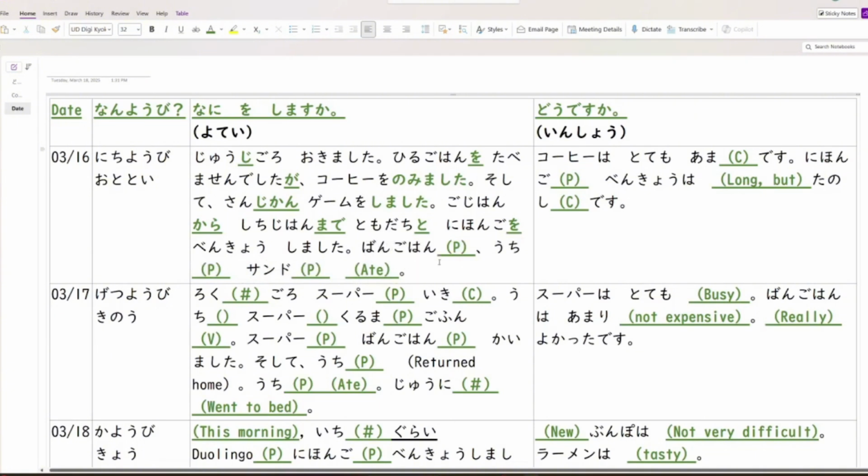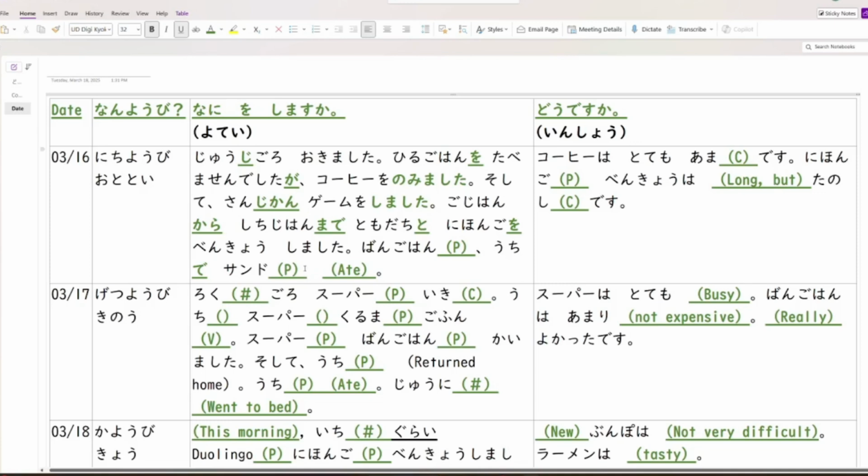Bangohan, article. I'm gonna guess o again. I'm assuming we're gonna eat this food, but I haven't gotten that far. Uchi. I'm gonna assume de. I'm struggling with this katakana. Something do, right? サンド. Oh, sandwich. Okay, yeah, sando.